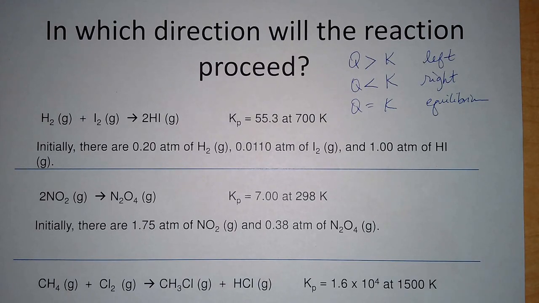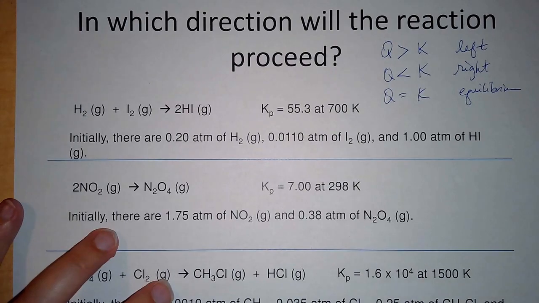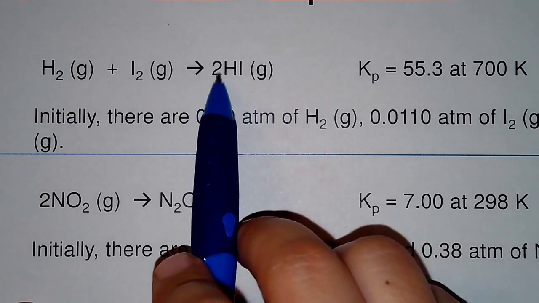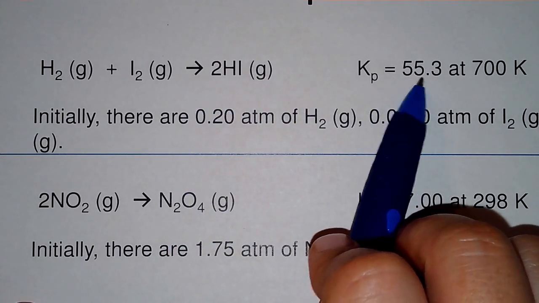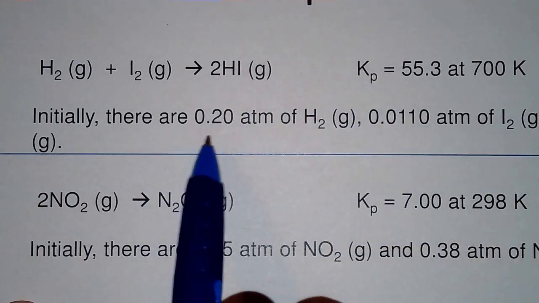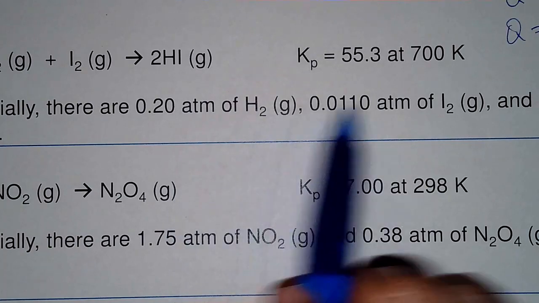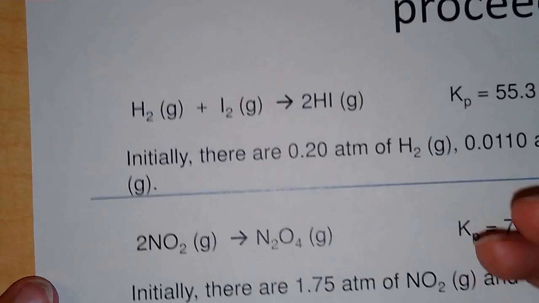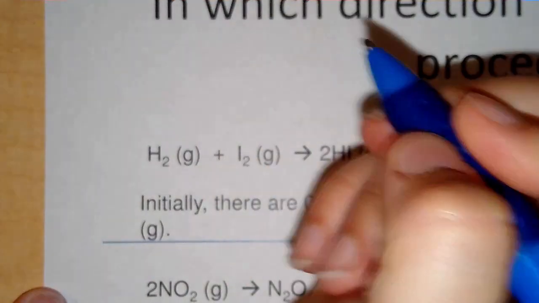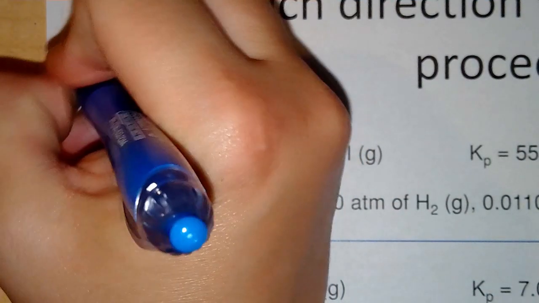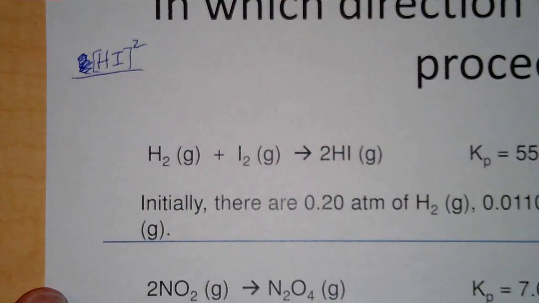So the first one, we have H2 plus I2 produces 2HI. Our Kp is 55.3. So Kp means it's measured in atmospheres, so we have atmospheres for each of our values. Alright, so first we're going to write out our expression. So 2HI means it's HI squared over H2 times I2.